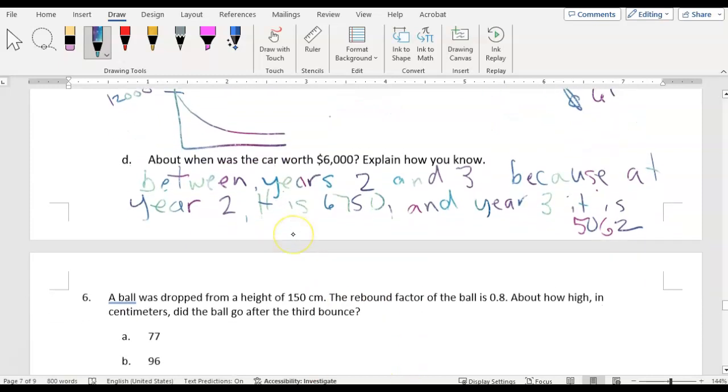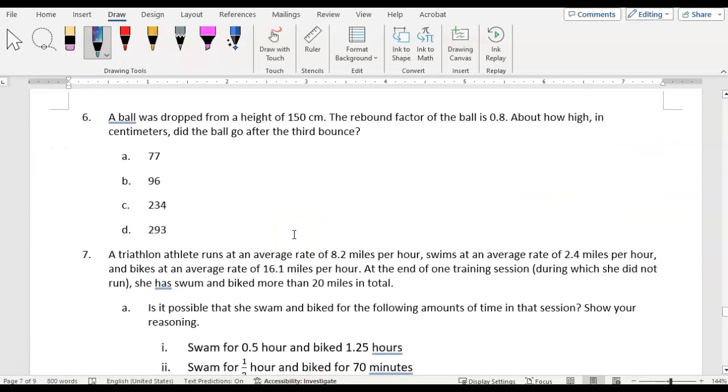All right. A ball was dropped from a height of 150, so that's our starting one. The rebound factor is 0.8, so 80% of the height. About how high in centimeters did the ball go after the third bounce? So 150 times 0.8 to the third power. Let's go ahead and calculate that.